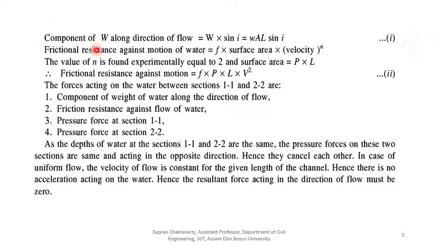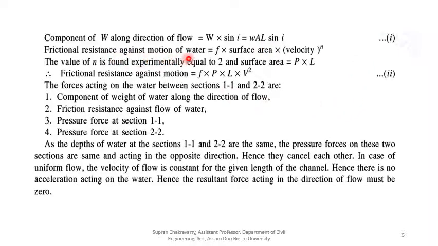Now the component of W, that is the weight of water along the direction of flow, is W sine i. Here i is nothing but the slope. The slope is given as an angle, so if you refer to the diagram, you can understand. W is nothing but small w times A times L. So small w A L sine i is the component of weight, because the water has weight, and it is a component of that weight which is along the direction of flow of water.